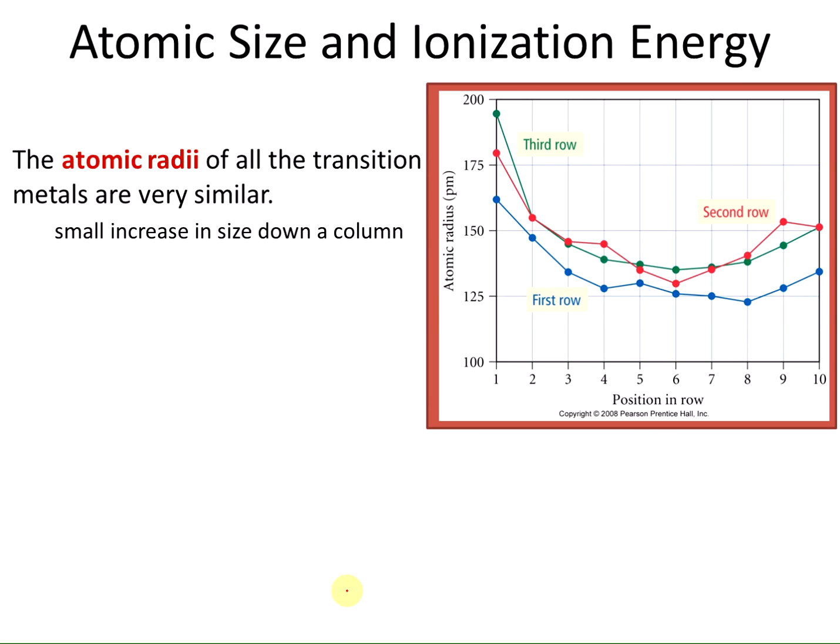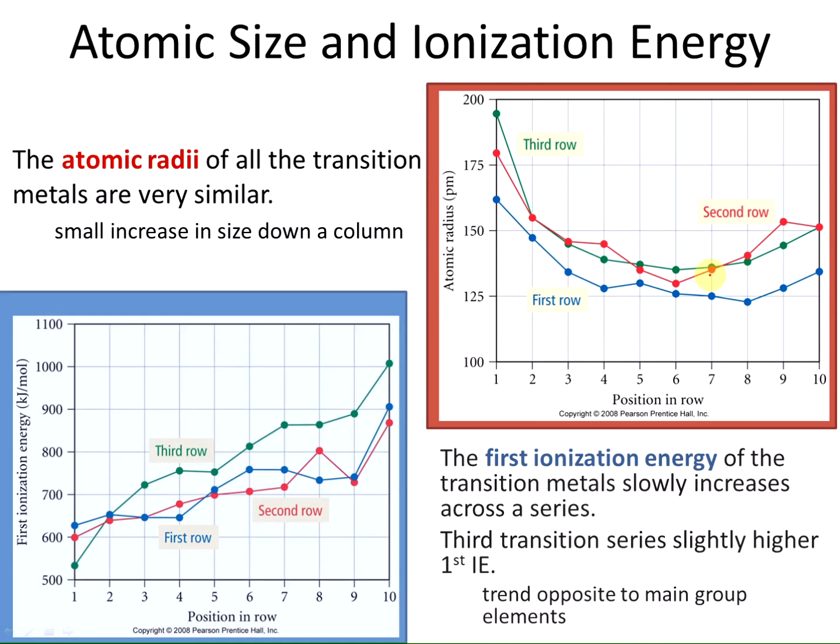The atomic radii of all the transition metals are very similar, so for the most part they're all about the same, and you have a small increase in size as you go down the column. And for the first ionization energy of the transition metals, they slowly increase across the series, so we have this general increase in the first ionization energy. So it becomes harder and harder to remove an electron.